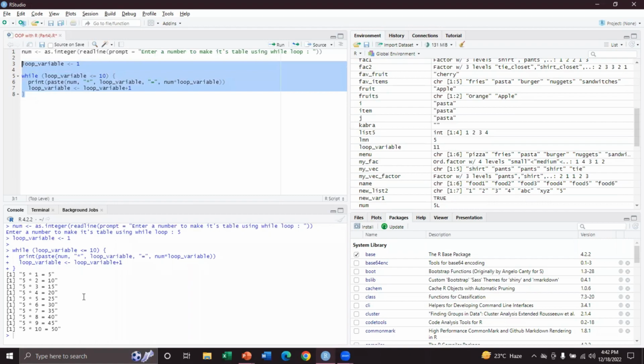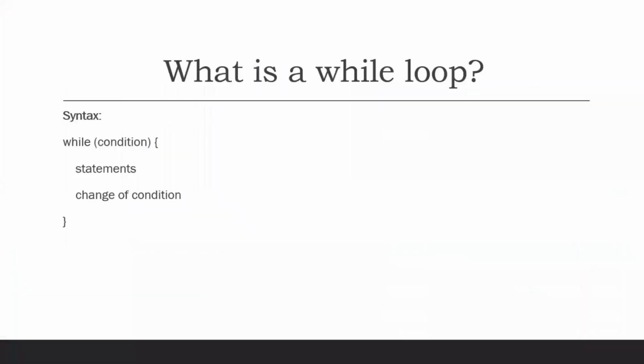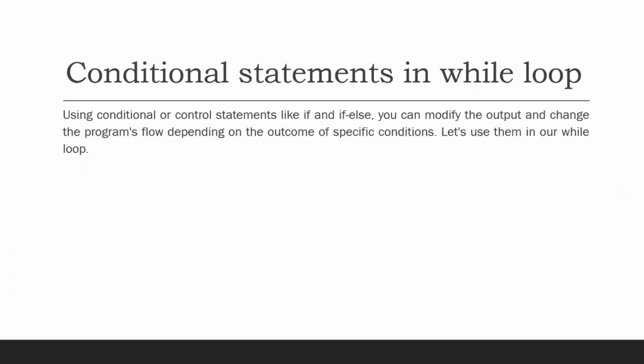Now let's move back to slides. Now, you can also use conditional statements in while loop. Using conditional or control statements like if and if else, you can modify the output and change the program's flow depending on the outcome of a specific condition. Let's use them in our while loop.